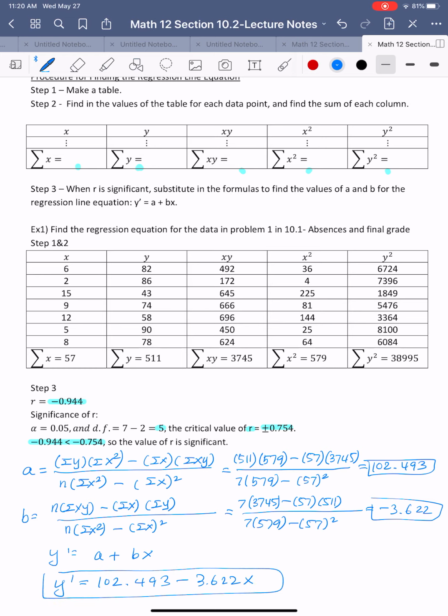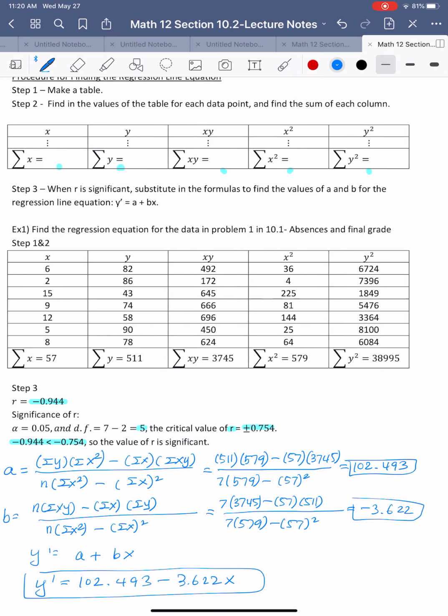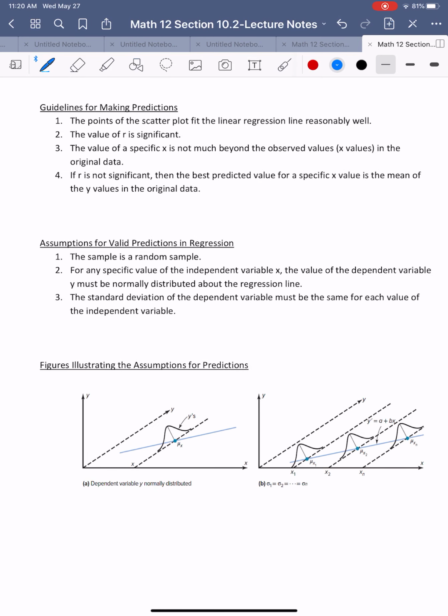So this linear regression has a negative direction. All right, next page. Guidelines for making predictions. Number 1, the points of the scatter plot fit the linear regression reasonably well, the value of r is significant, and the value of the specific x is not much beyond the observed x values in the original data. And if r is not significant, then the best predicted value for the specific x value is the mean of the y values in the original data.